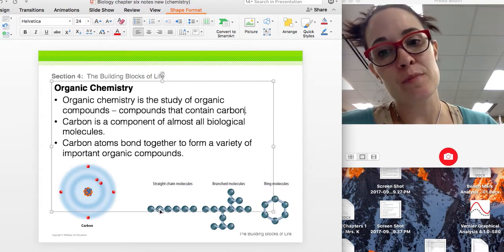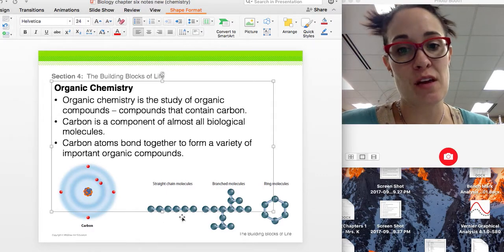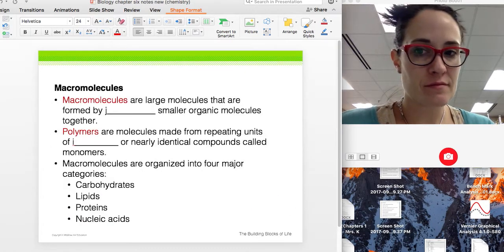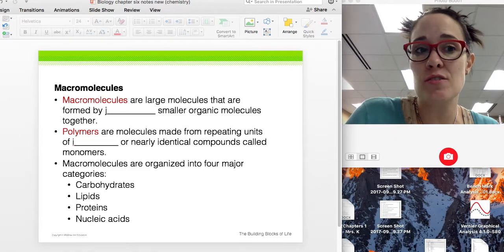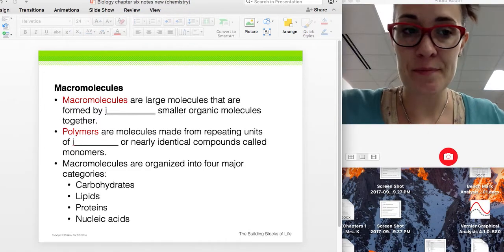These balls right here represent carbon atoms. So they can be in a chain, they can be a branched molecule, or they can be in a ring. So carbon can do all sorts of shapes. That's why it's called the backbone of organic things like us.